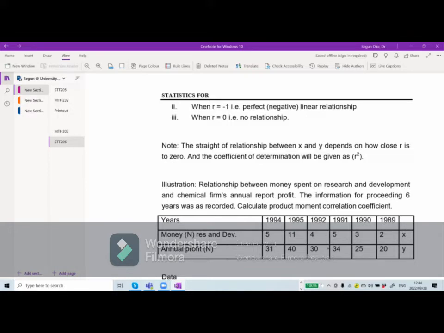And your Y is annual profit. They might not even give you X and Y in your exam. They might not mention it, but always have it at the back of your mind: X is the first one, Y is the second one, in case you are not given. And another thing is, read the question to know what the examiner is talking about.